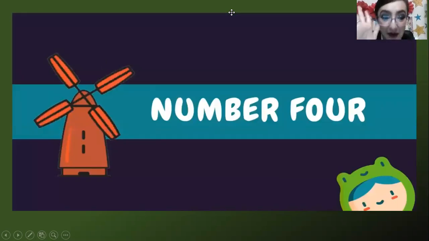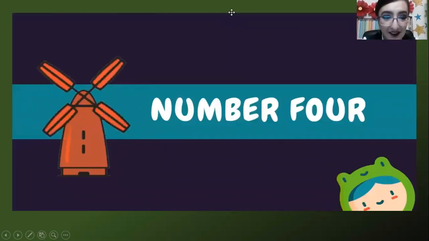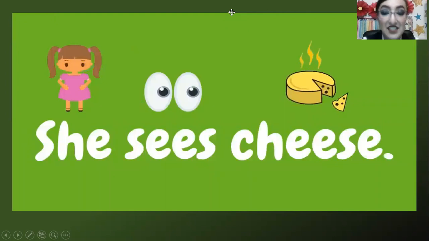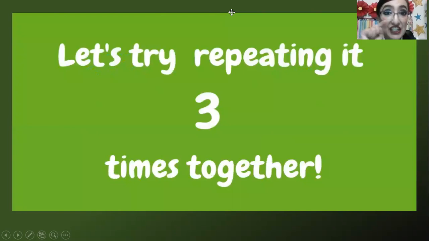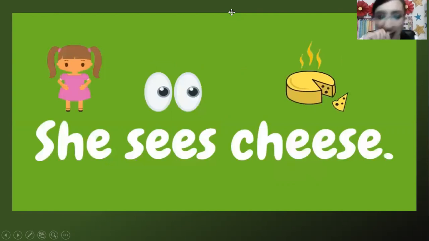Number 4. Number 4. She sees cheese. Let's try repeating that tongue twister 3 times together. She sees cheese. She sees cheese. She sees cheese. Did you get that one?